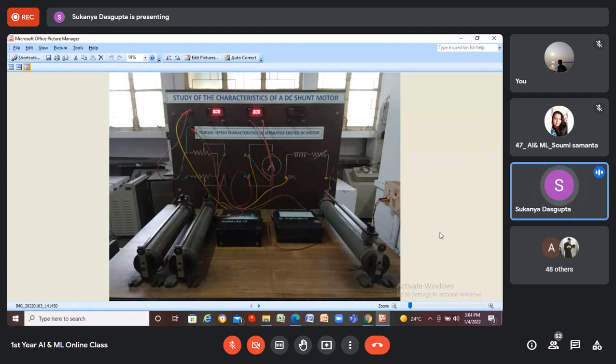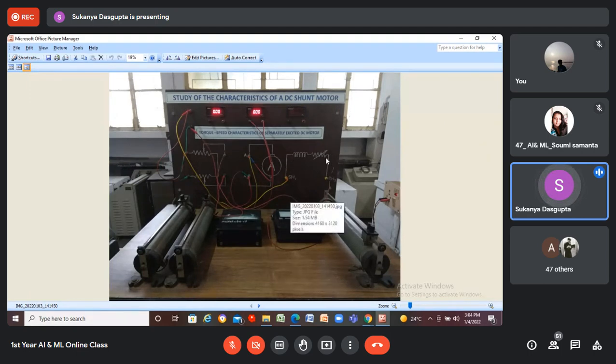This picture is showing the experimental setup of experiment number 8 in basic electrical lab, study of the characteristics of a DC shunt motor. It's a panel based setup. In the panel, the schematic is given. You can see the schematic of the DC machine.